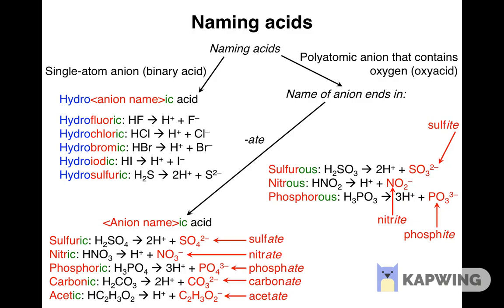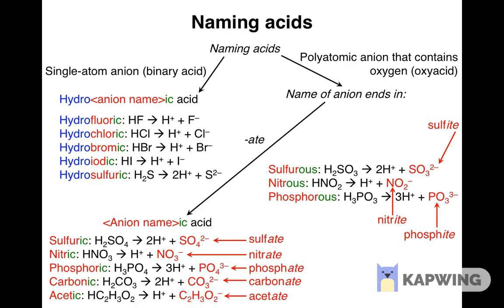For example, an acid that consists of H plus cations and the sulfate anion SO4 is called sulfuric acid. An acid that consists of an H plus cation and the nitrate anion NO3- is called nitric acid. An acid that consists of H plus cations and the phosphate anion PO4 is called phosphoric acid, and so on.